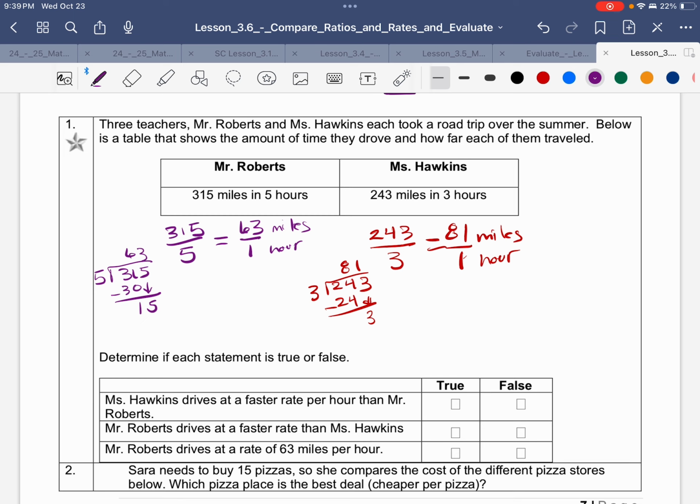So for this one, Miss Hawkins does drive faster. That's true. Mr. Roberts drives at a faster rate. That's false. Mr. Roberts drives at a rate of 63 miles per hour. Also true. We found that. It's right here. All right, let's keep it moving.